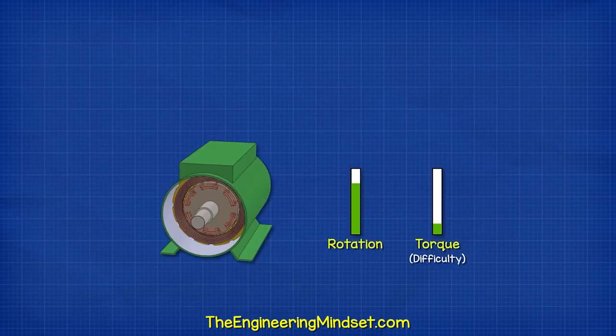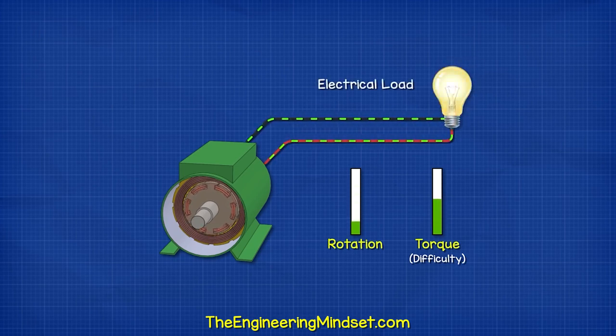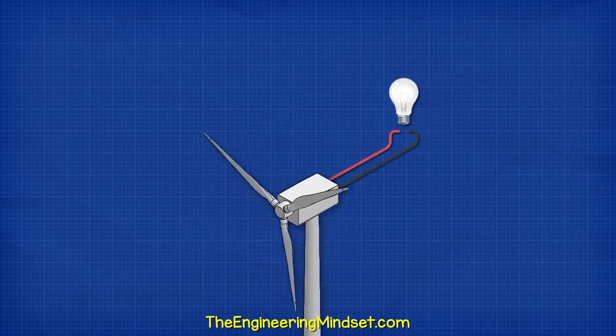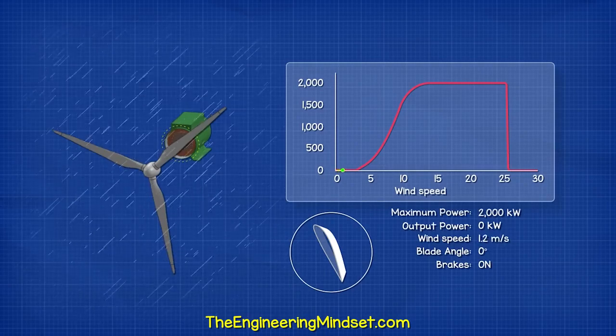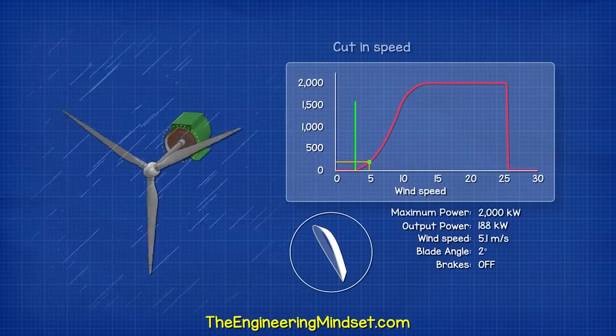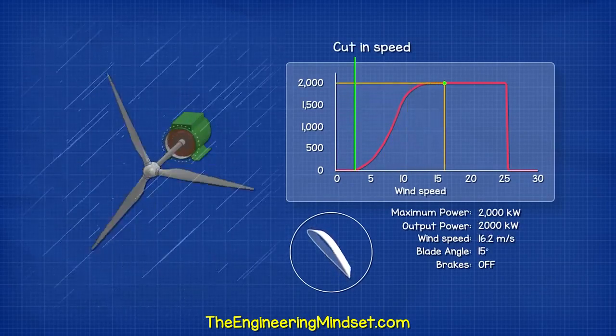A generator rotates quite easily and it will produce a voltage. But when we connect a load to the generator, it's much harder to rotate. This will add mechanical load to the blades, slowing them down. So the wind turbine won't start until a minimum wind speed occurs, and that is the cut in speed.